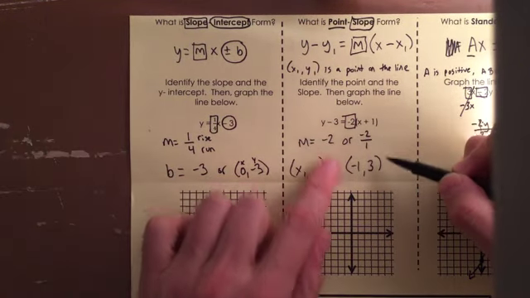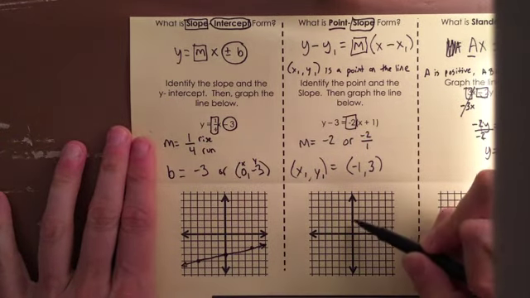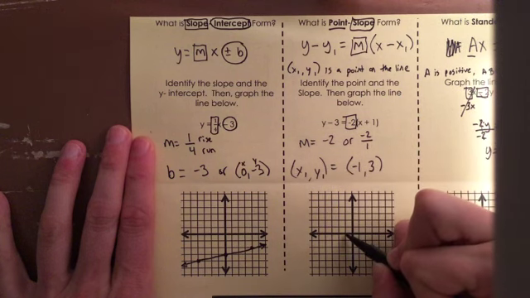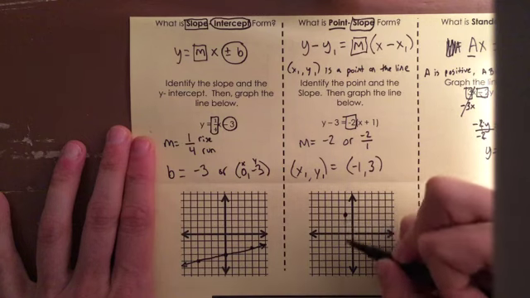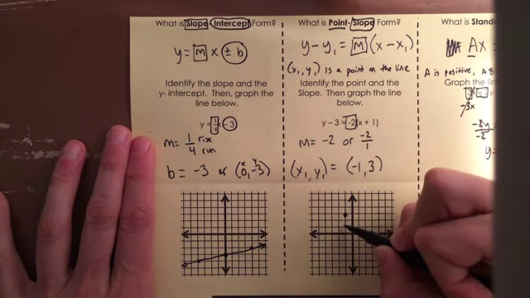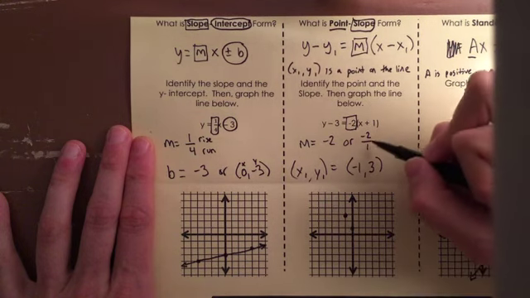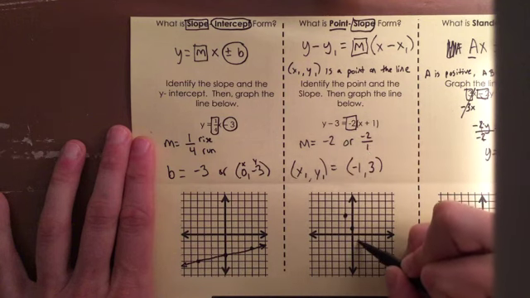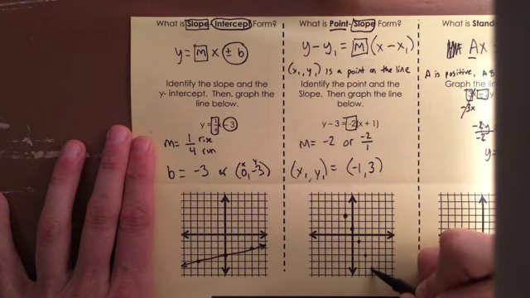But the point is, we have a point, we have a slope, which means we can graph. So instead of starting at the y-intercept, we're going to start with the point that it gives us, negative 1, 3. So over 1, and then up 3, right? And then from that point, we're going to rise and run. So rise of negative 2 means we're actually dropping 2, and then we're just going to run 1. So notice I'm moving from left to right always. Drop 2, run 1. Drop 2, run 1. Drop 2, run 1.